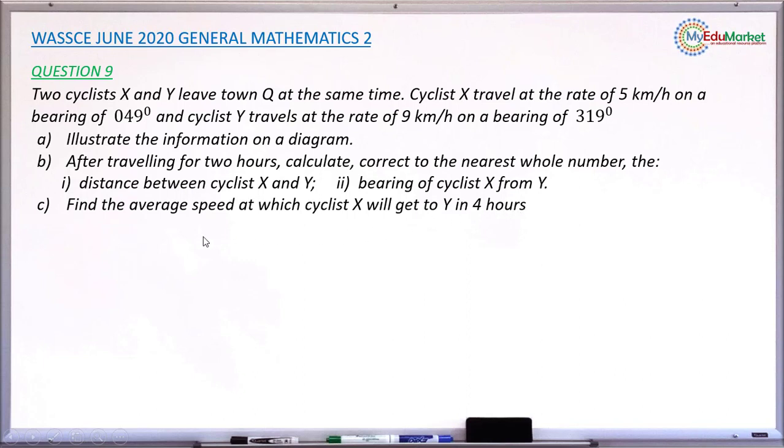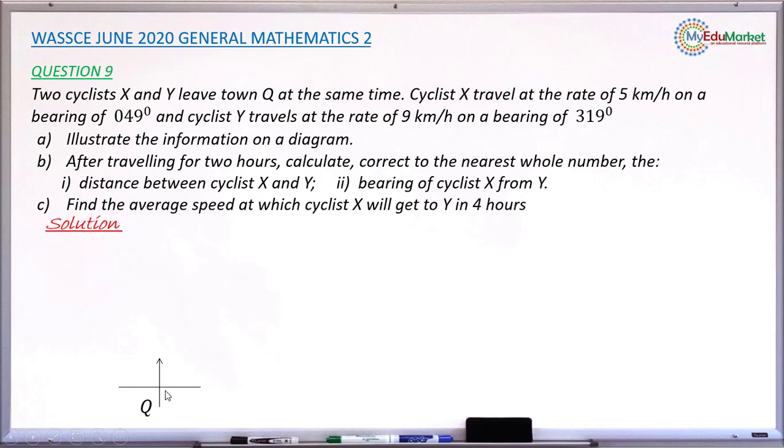So let's attempt to answer this very question to get a solution to the problem. What we do first is to attempt to answer question number A. That is to change all these statements in English form into a drawing, into a diagram. So the two cyclists started from the same town Q and at the same time. So let me just mark town Q. Now draw the 4 cardinal points and indicate this is the town Q.